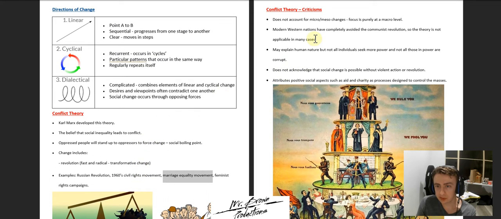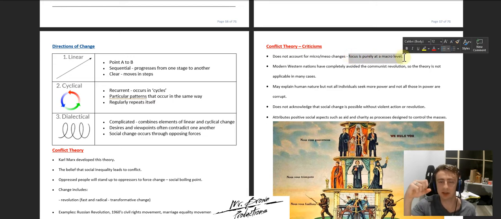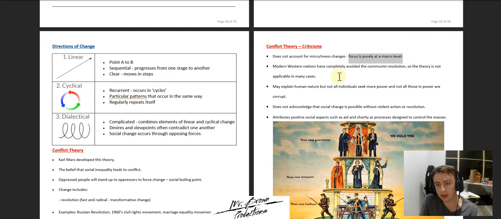The criticism of conflict theory is that it doesn't account for micro or meso changes as much. Its focus is purely at a macro level, and then you can see how that macro level change will fizzle down to the bottom, but its main focus is change at a macro level. We're thinking governments, institutions, revolutions, that kind of thing.